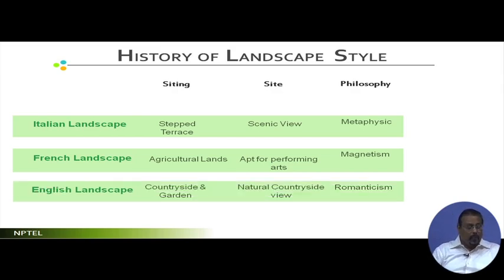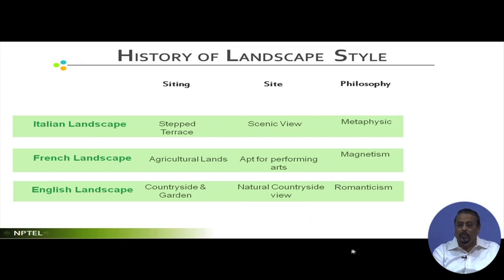In English, most often the siting of the English landscapes that we find in our historical examples, they were on the countrysides and gardens. The siting was natural countryside views. So when you look at the sites, you'll find wonderful natural views of the countryside, and the philosophy was romanticism. That made it different. Let me just look at the philosophy of it.